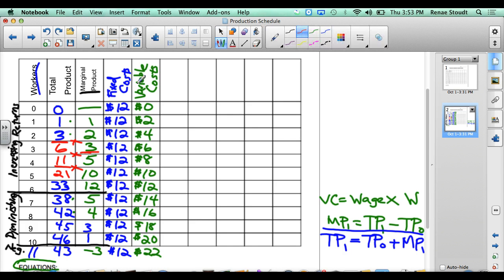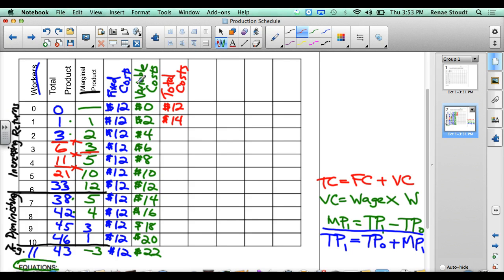Now, total cost is fixed costs plus variable costs, which is actually really easy. So we're filling in our total costs here. We're just adding across. So at 0 workers, our total cost is going to be 12. 0 plus 12 is 12. At 1 worker, 12 plus 2 will give you 14.